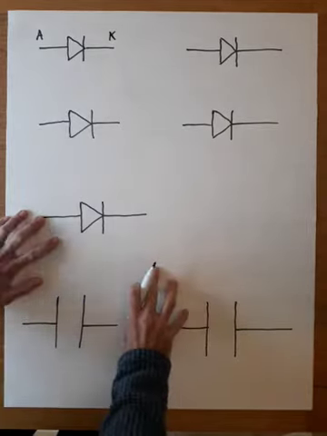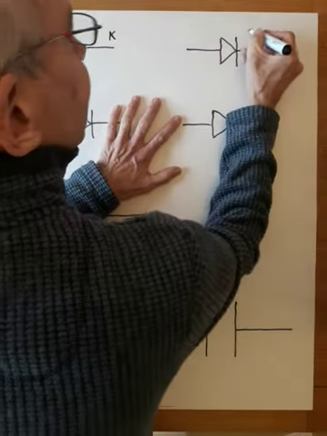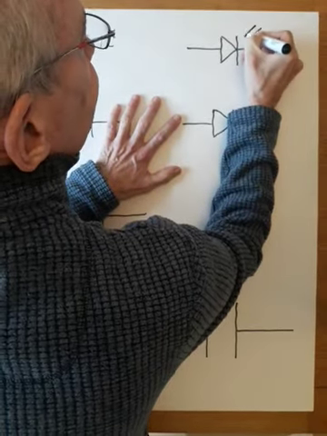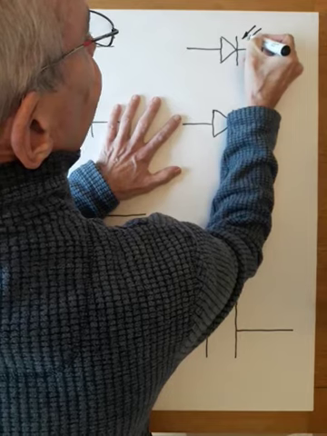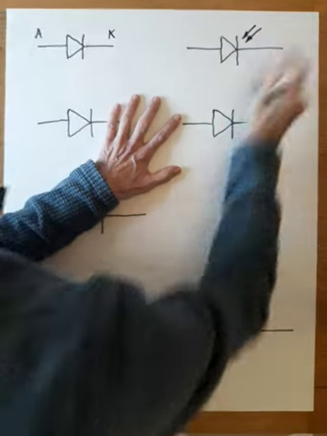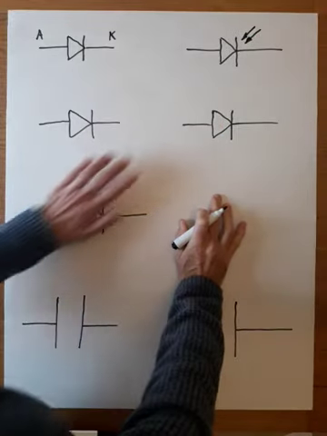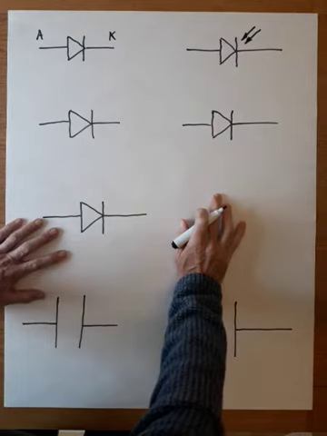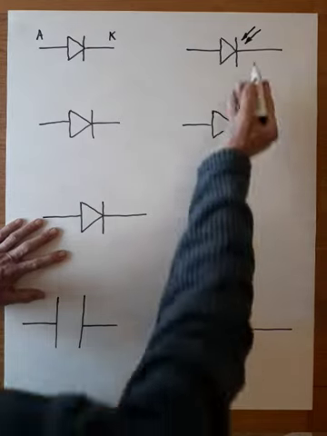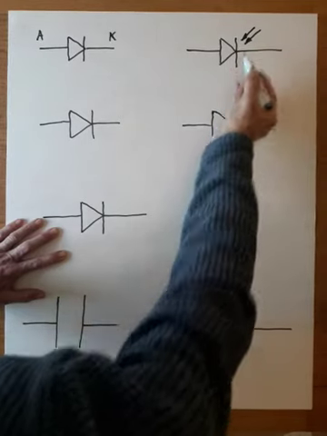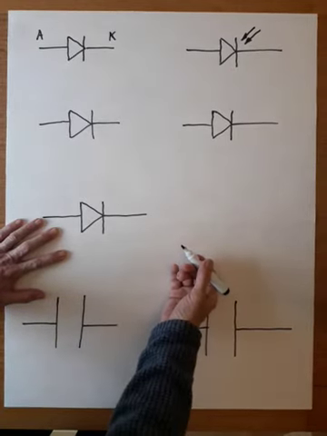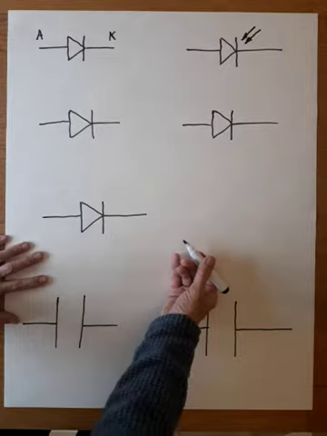The next one, we've met this before. This relies on light coming into it for it to work. In electronics, we tend to use the word photo. Not always, but sometimes we use the word photo. So this is a photodiode. It needs light to fall on it for it to work, often in the infrared range.